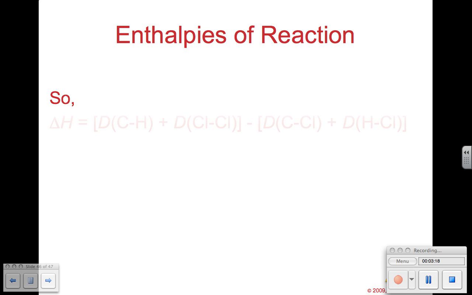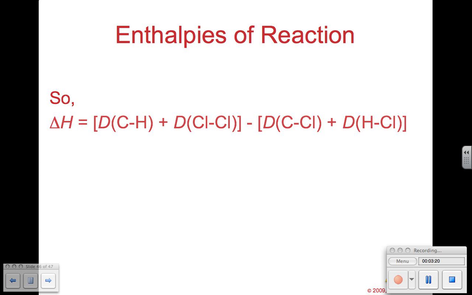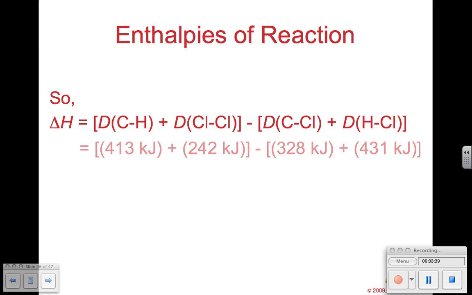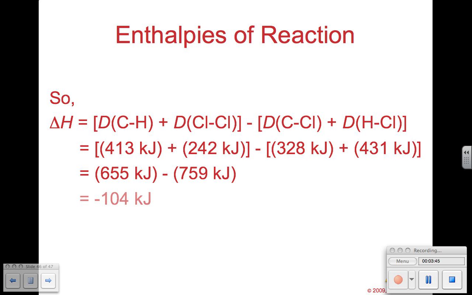So in this example, I already went through the types of bonds present. You have the energy of the carbon-hydrogen bond plus the energy of the chlorine-chlorine bond being broken, minus the energy of the carbon-chlorine bond that forms and the hydrogen-chlorine bond that forms. So we plug in those values, and we end up getting that the delta H of this reaction using bond enthalpies would be minus 104 kilojoules.